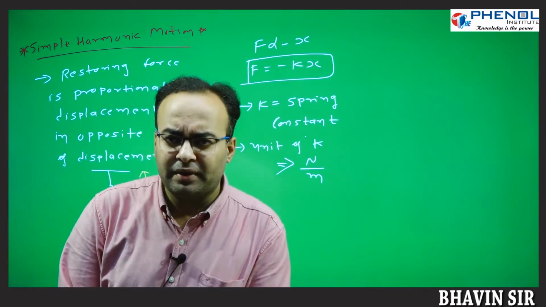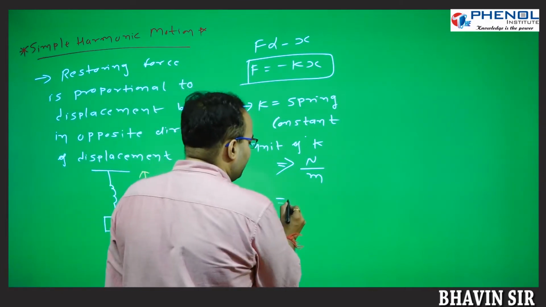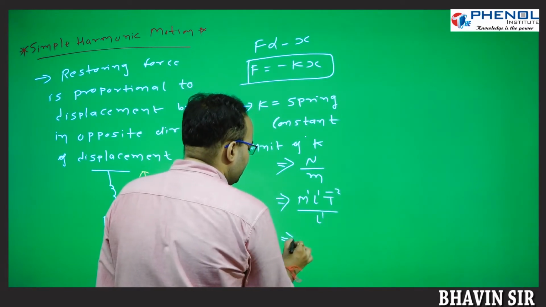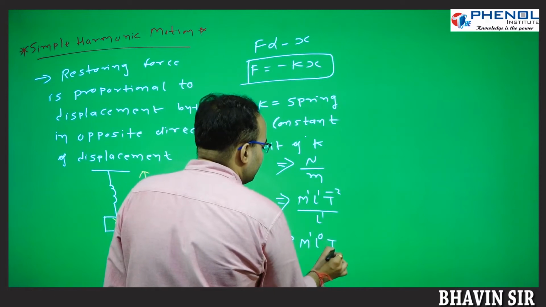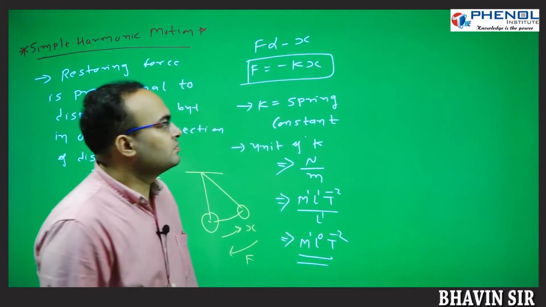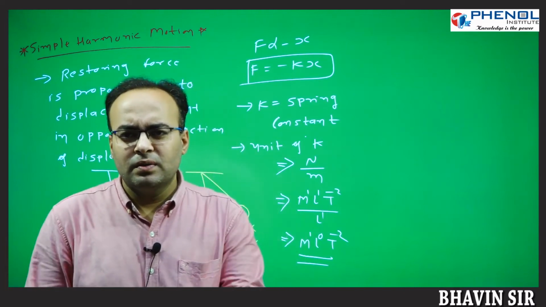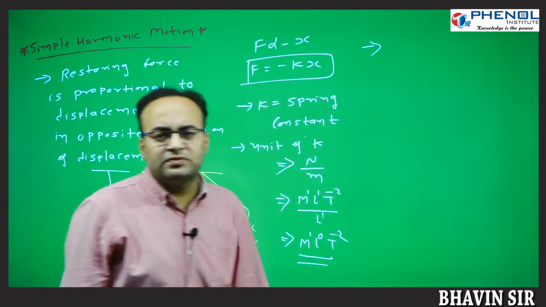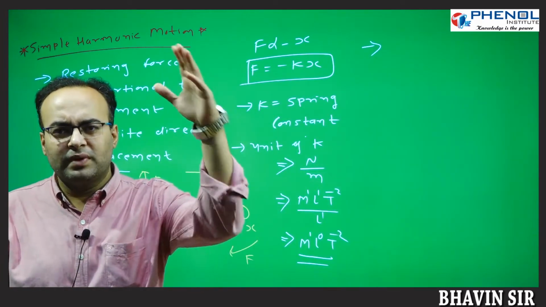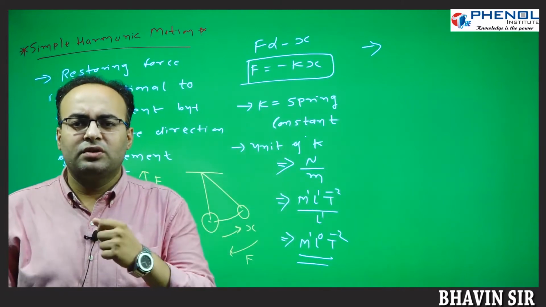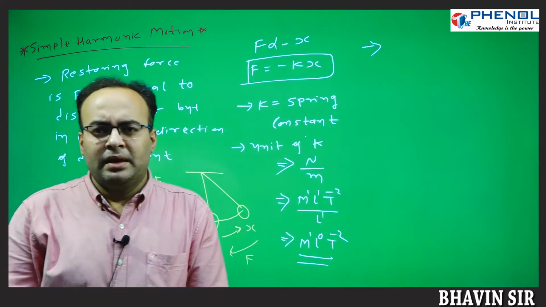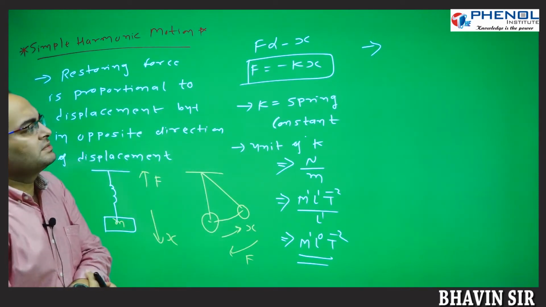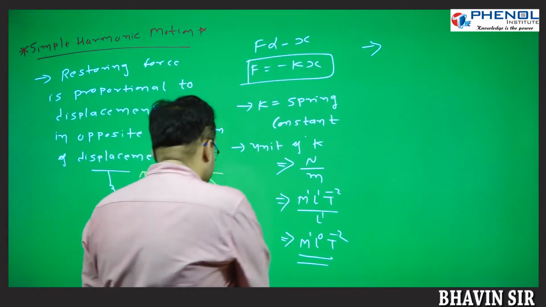So now what is the dimensional formula for Newton? M1 L1 T minus 2, for meter L1. So M1 L0 T minus 2. Chalo, so what is the formula for restoring force? F equal to minus kx, where k is the spring constant. And what is the unit of k? Newton per meter. Chalo, now generally students, there are two types of SHM.